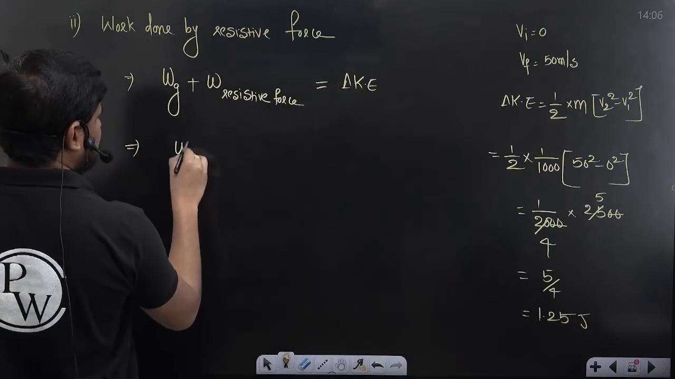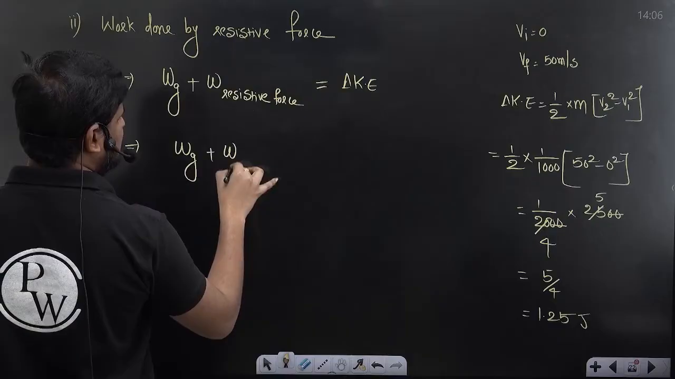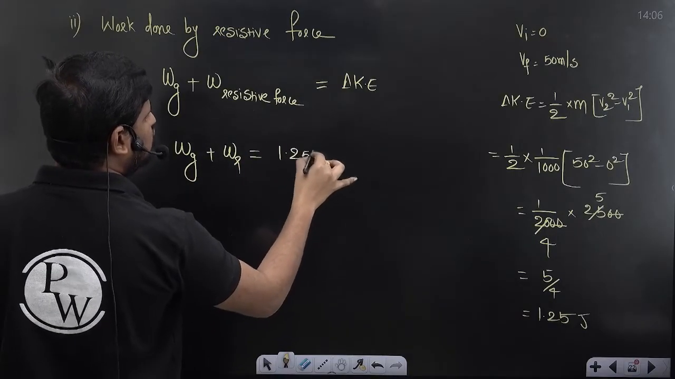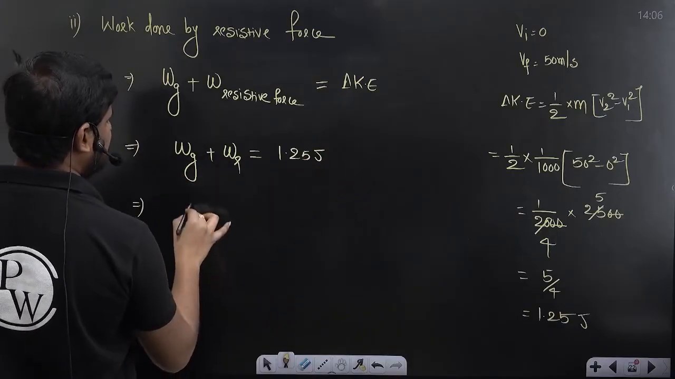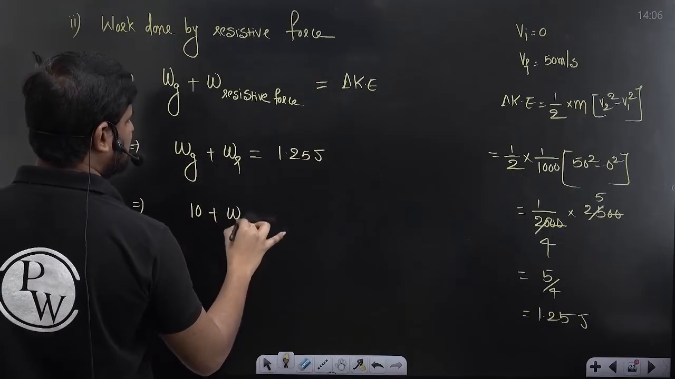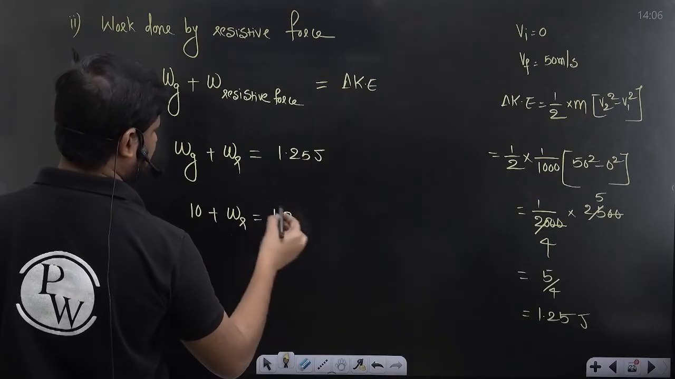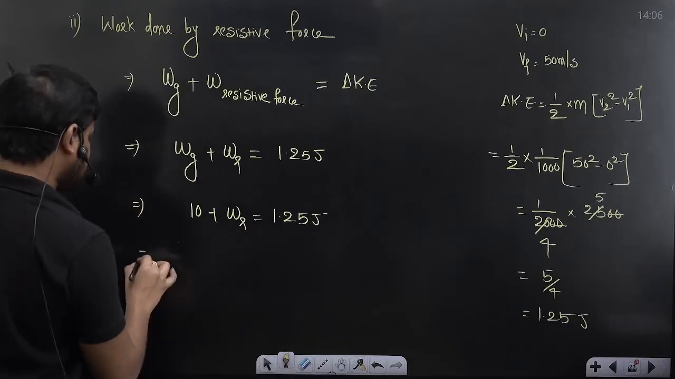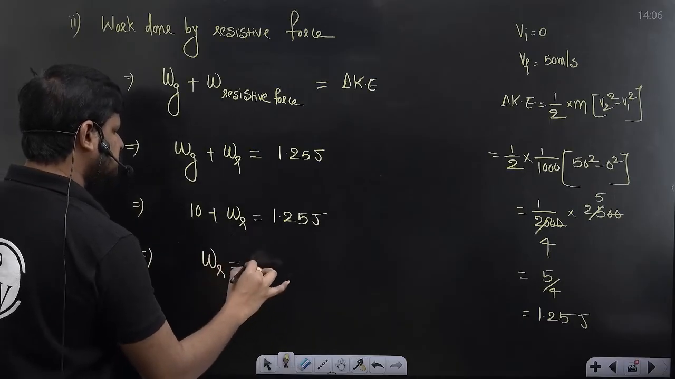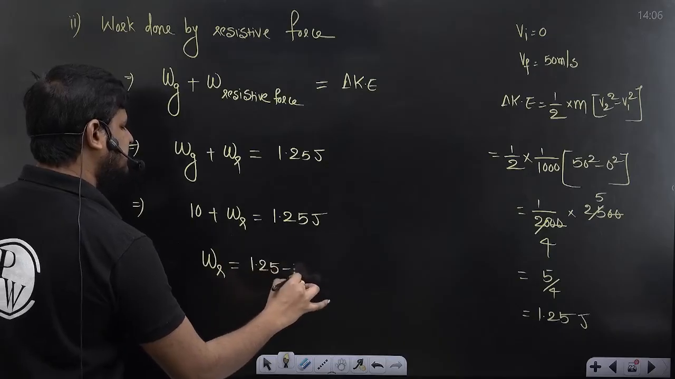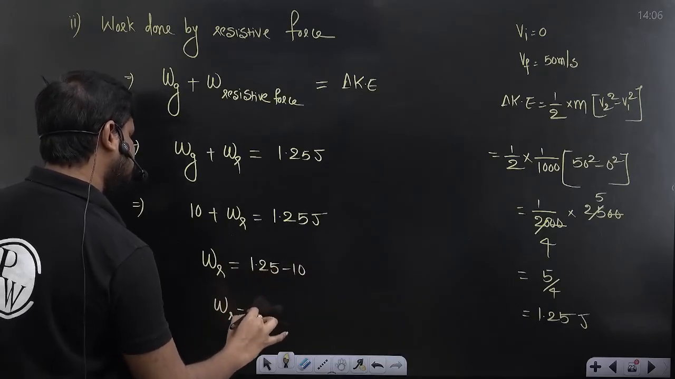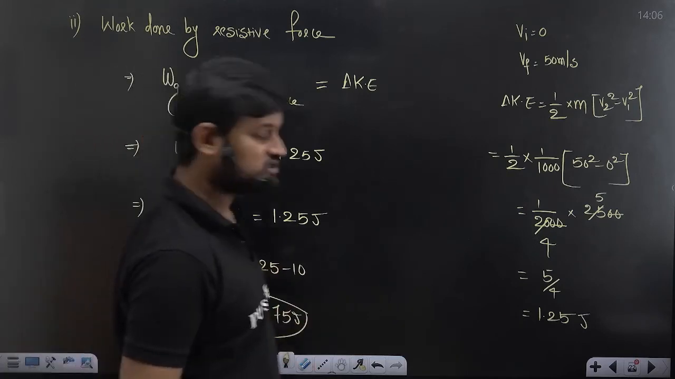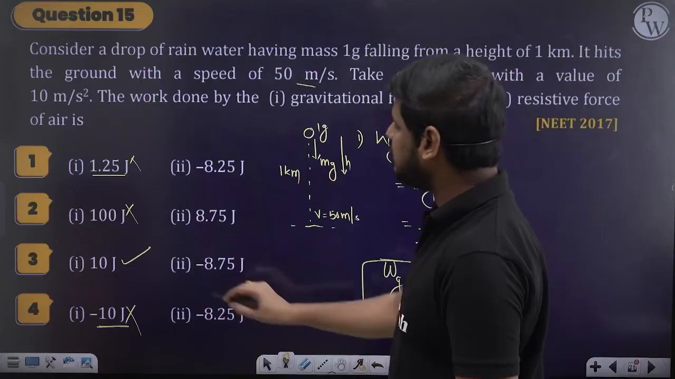So I'm substituting it here. The work done by gravity plus the work done by the resistive force is equal to the change in kinetic energy, 1.25 joules. The work done by gravity we got is 10 joules, plus the work done by the resistive force, which we have to find, equals the total change in kinetic energy, 1.25 joules. So the work done by the resistive force is 1.25 minus 10. So the work done by the resistive force is minus 8.75 joules.